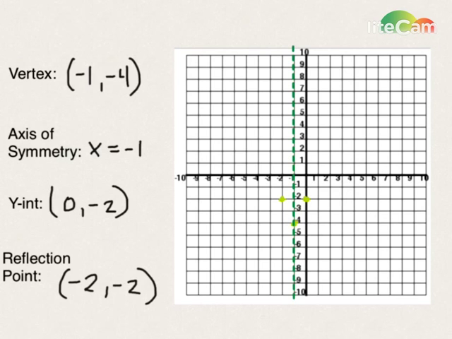So I've graphed all three of my points. The last thing I need to do is connect them. I connect them and I put an arrow at the end because they keep going on forever and ever.